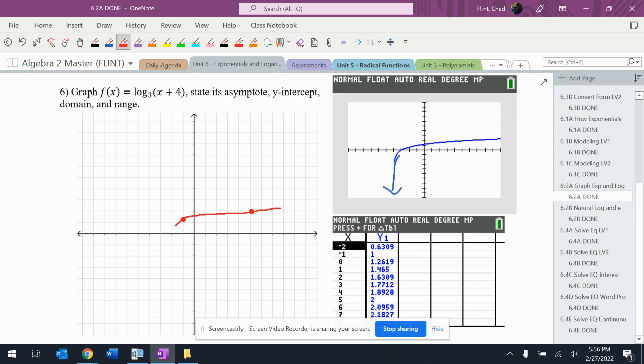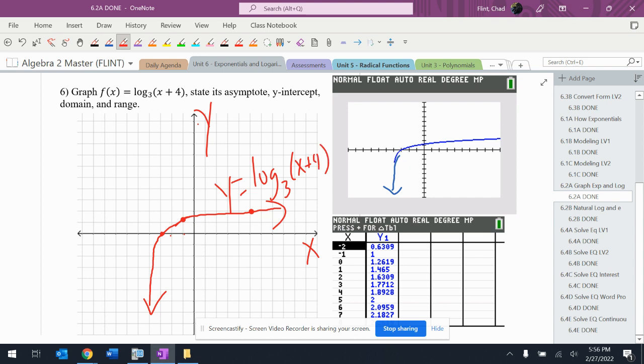So it turns... At negative 3, it was at 0. So it goes through there. And then it turns and goes like this. And like that. y equals log base 3 of x plus 4.